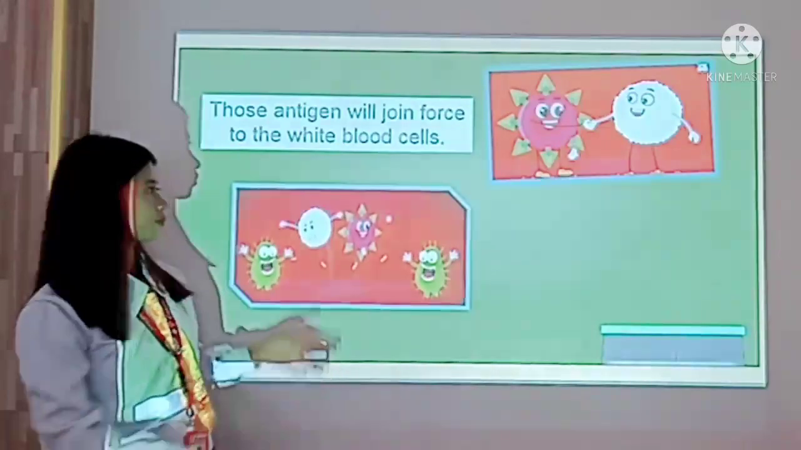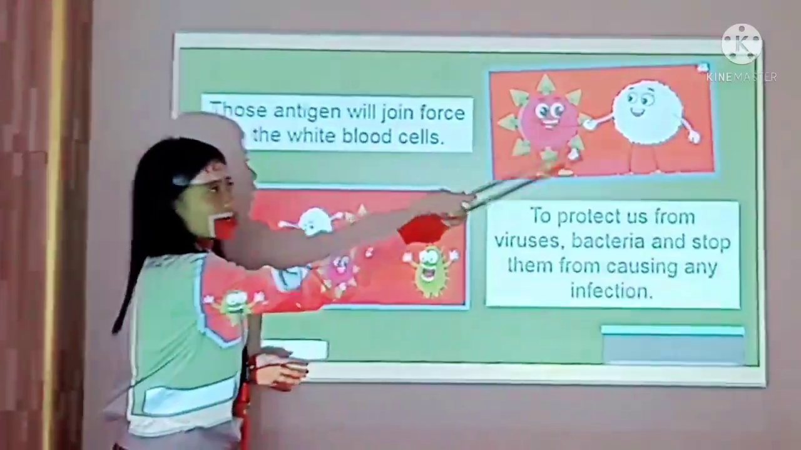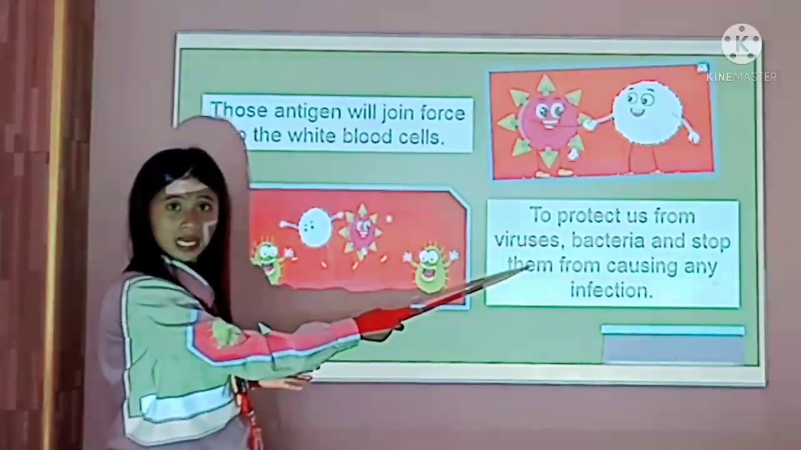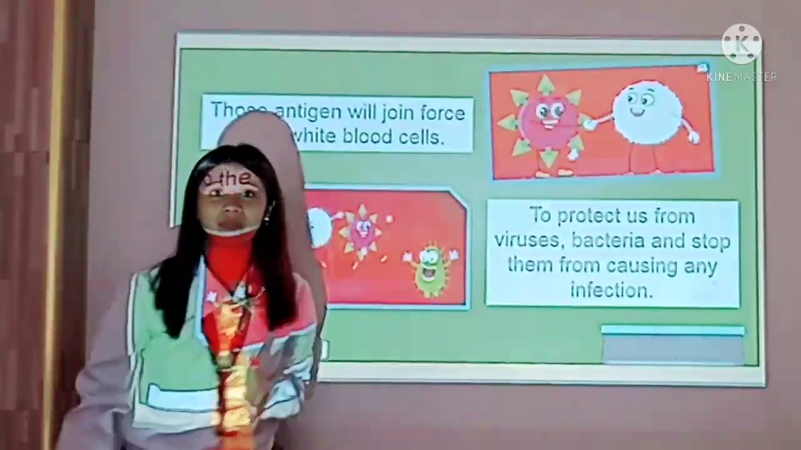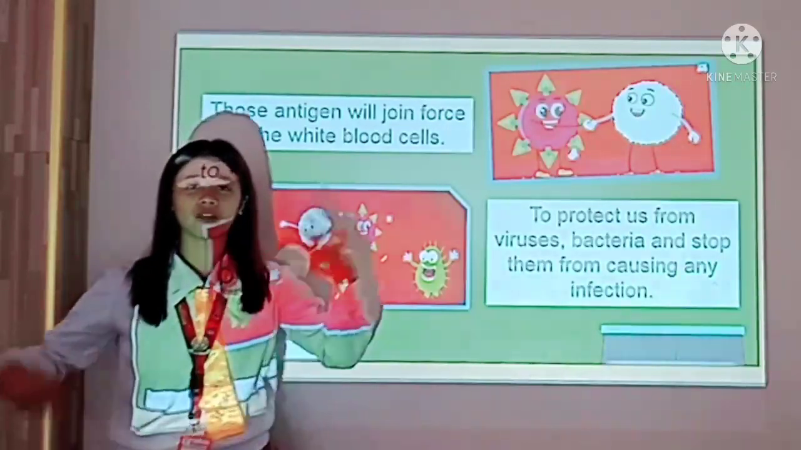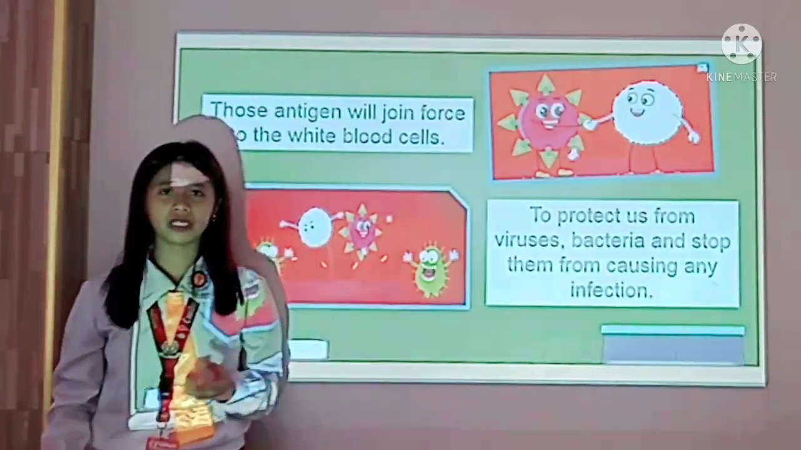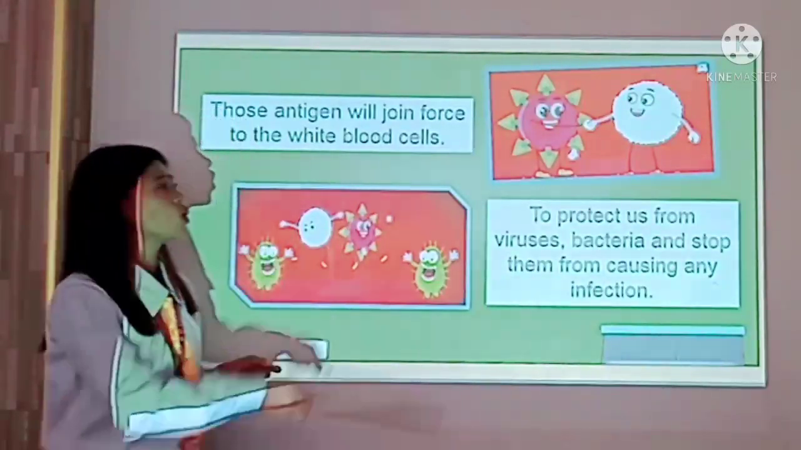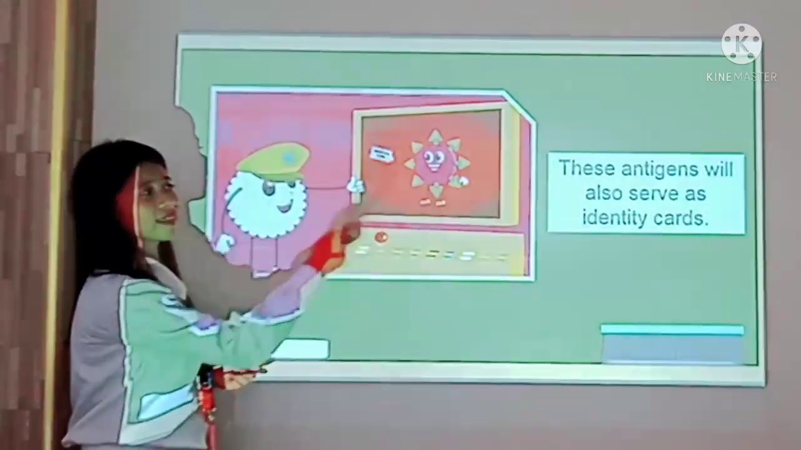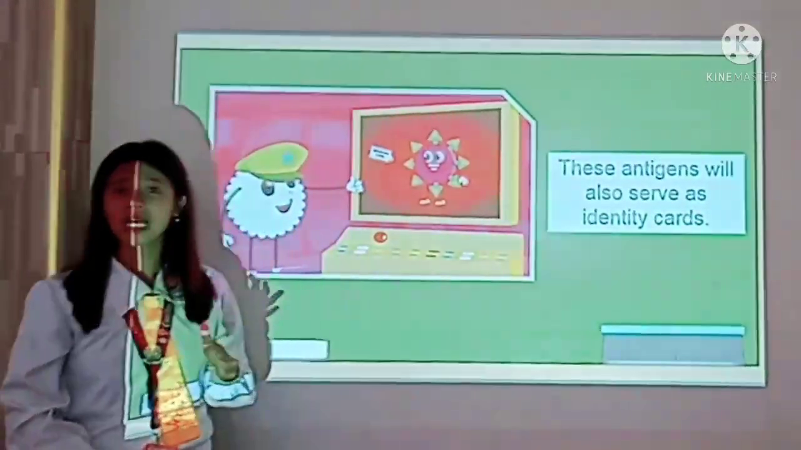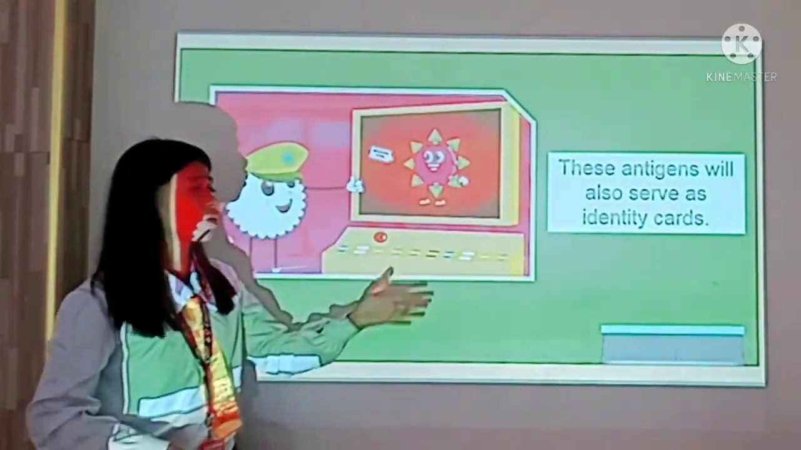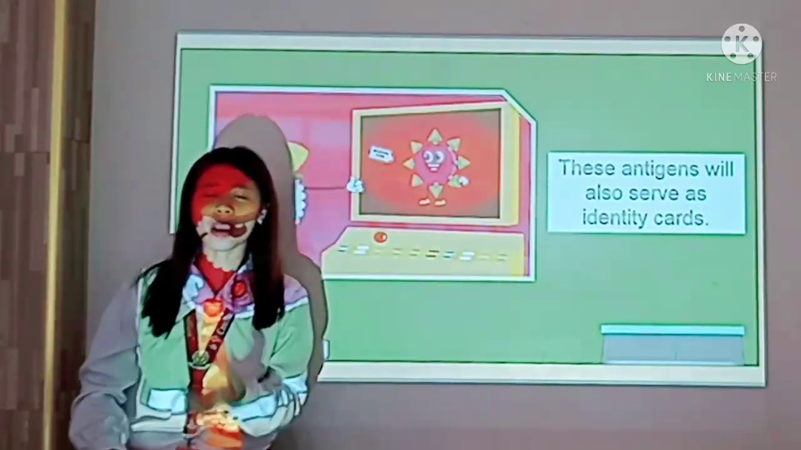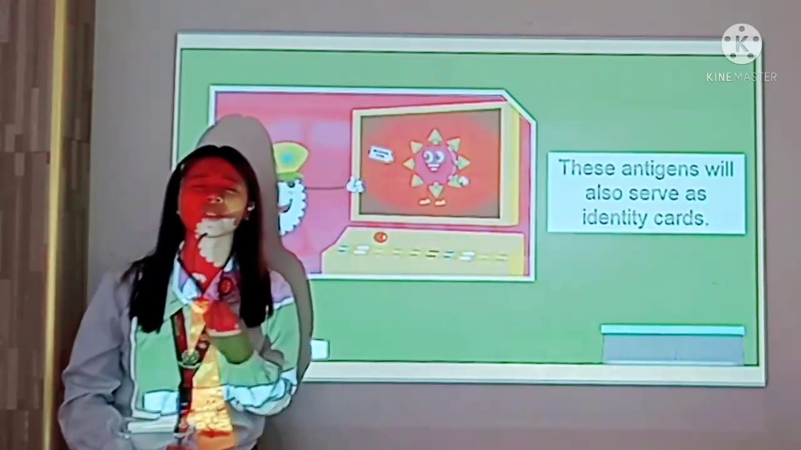And later on, this antigen in white blood cells will protect us from viruses and bacteria, and stop them from causing any infection in our body. Not only that, this antigen also will serve as an identity tag for our immune system to recognize, so that hindi niya i-attack kung ano man yung antibodies na meron sa atin.